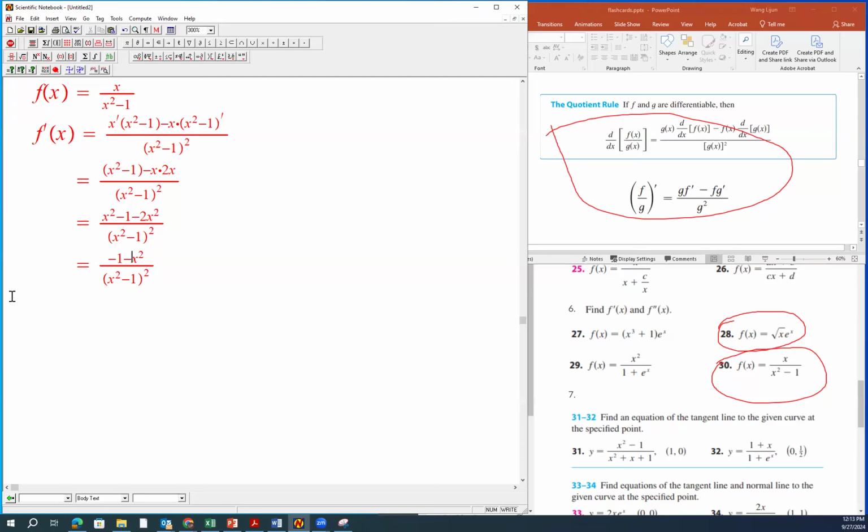Okay? If you like to be a little fancy, actually in the numerator, you can factor it out. You can factor out the negative sign. And the numerator will become 1 plus x squared. That's finished.